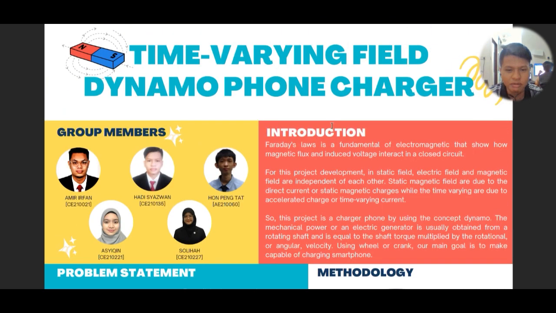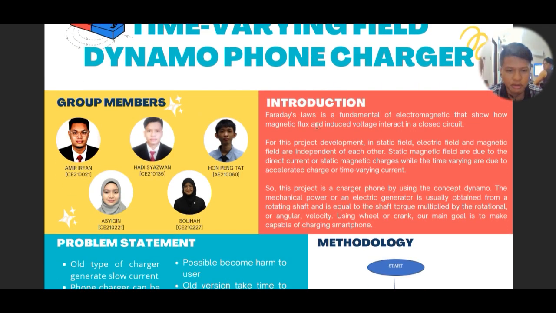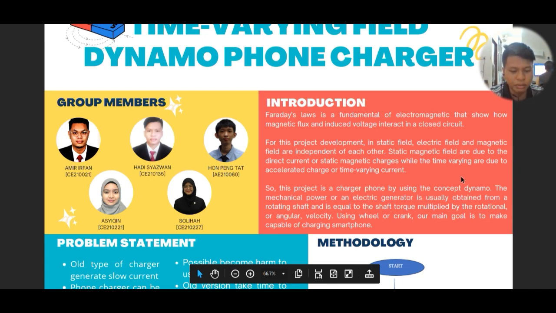And for the introduction, for this time-varying field, we know that Faraday's law is a fundamental of electromagnetic field that shows how the magnetic field, flux and induced voltage interact in a closed circuit. So for this project, we want to do a project by using the DC motor itself to generate current by moving the coil inside the motor. So we have two options: by moving the magnet and static coil, or by static magnet and moving the coil. So in this DC motor, we know the magnet will be static and the coil will be moving.